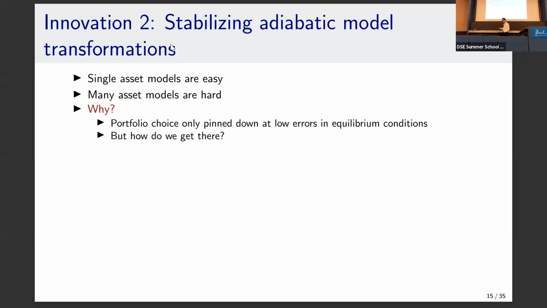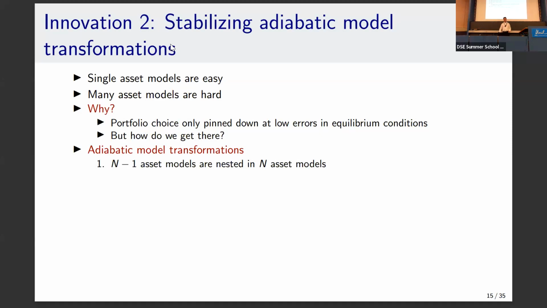But if we need those low errors to pin down the portfolio choice, then how do we get there? Especially in a simulation-based solution, if we didn't pin down the different policies correctly, and we're simulating from these very weird policies which basically cannot distinguish between capital and bond, then we're also not getting training states which are easy to train on. So what do we do?